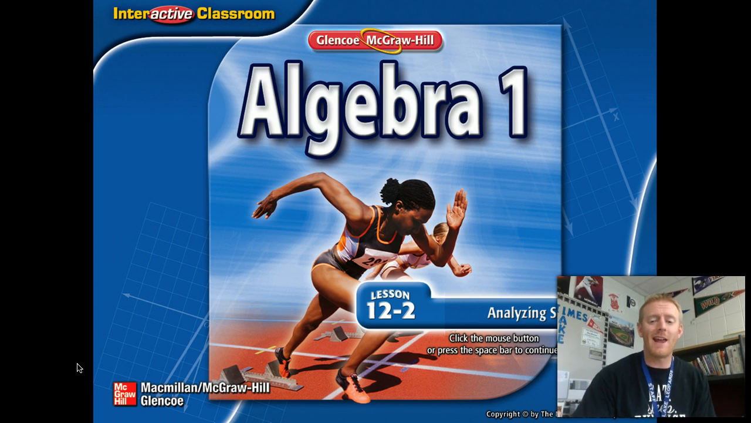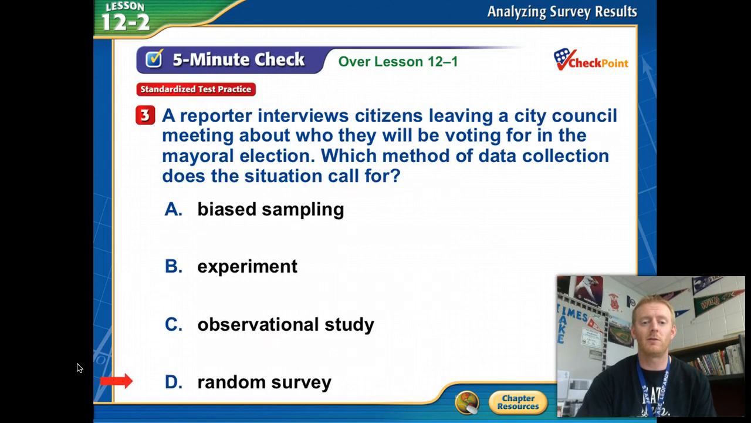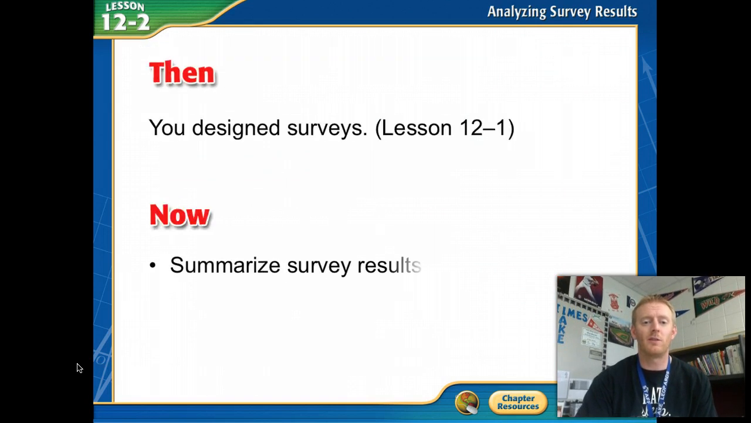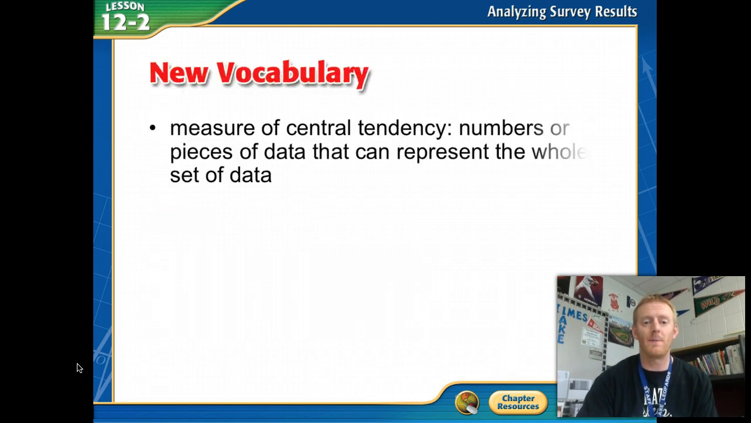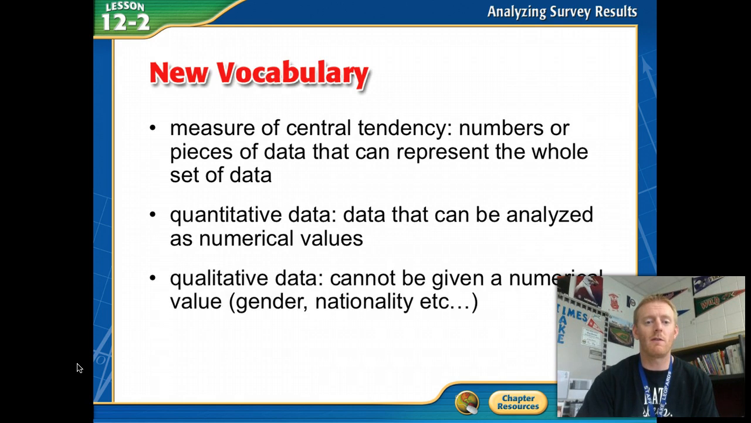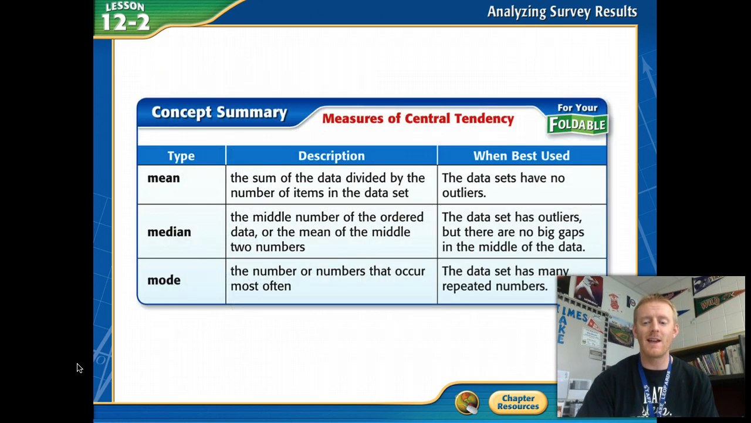We're going to be talking about how to analyze survey results today because yesterday you learned about how to create or design surveys. So we're going to evaluate and summarize the results from surveys that we figure out today. Here's three new vocabulary words. Make sure you write them down carefully so that you know what quantitative, qualitative, and measures of central tendency are. And there are three types of measures of central tendency: the mean, the median, and the mode.